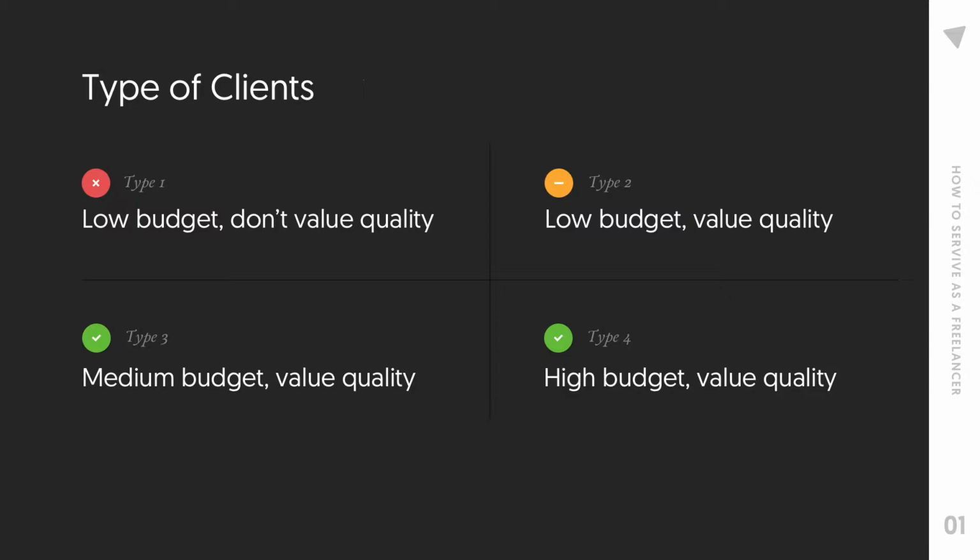The second type of client is low budget clients, but they value quality. At least in my case, a lot of these are startup owners. They have a very low budget because they have to spend a lot of money running their startups, and they don't have a lot of funding, but they still want their startup to succeed. That's why they still want to work with the best designers possible. So I sometimes still work with these kinds of clients.